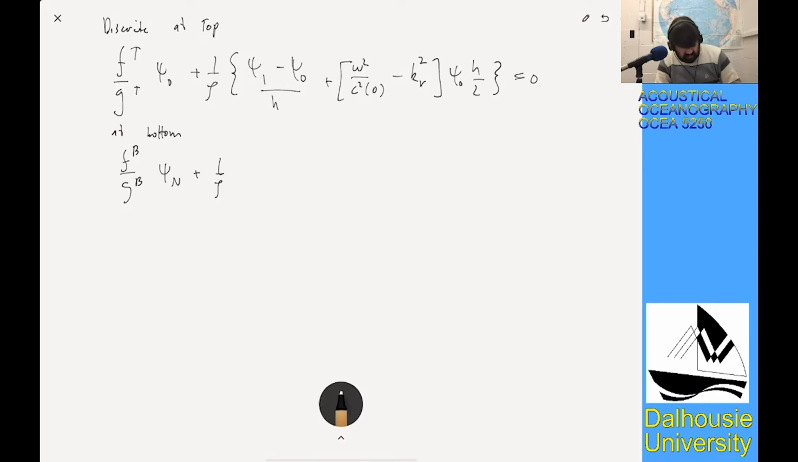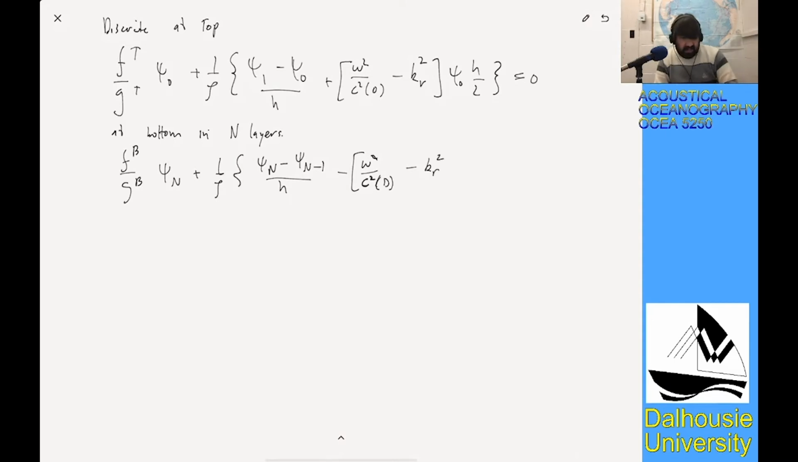I think I used n previously, but okay. 1 over rho times psi n minus psi n minus 1 over h minus omega squared over c, and here I'm going to use d in the sense that the waveguide has a depth d, so that's kind of from the continuous c evaluated at d within the layer n.